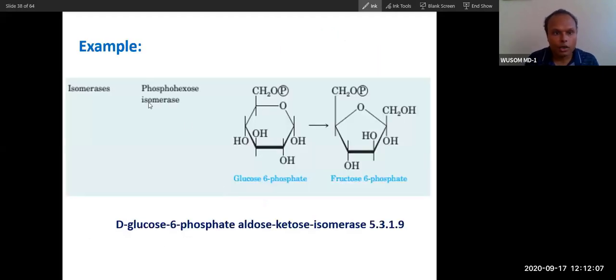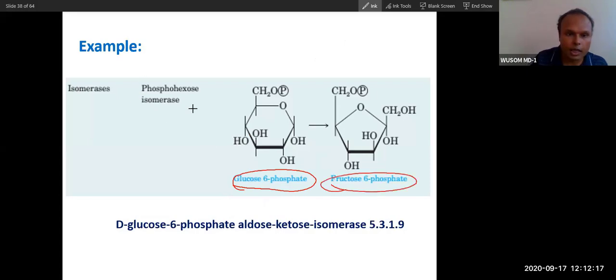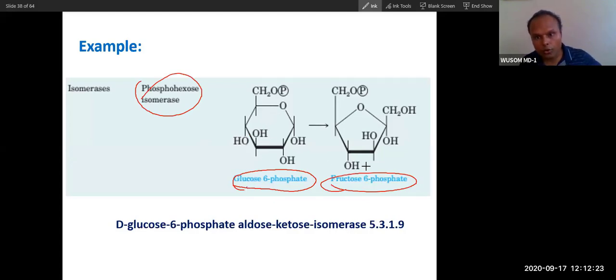Let's take an example. This is an enzyme of glycolysis again. You can see this glucose 6-phosphate is converting into fructose 6-phosphate. This is called phosphohexose isomerase, which transforms glucose to fructose. When it isomerizes glucose to fructose, because both are sugars, one is an aldose sugar and the other is a ketose sugar.